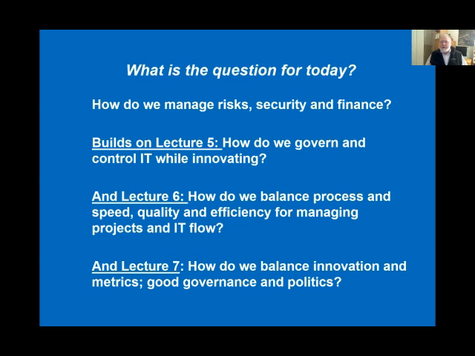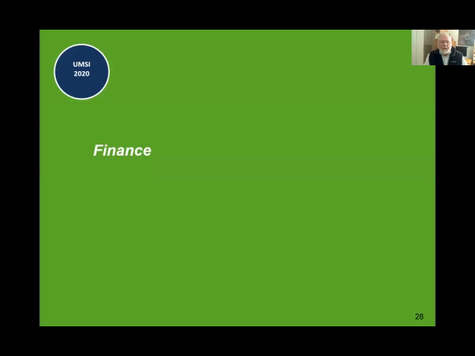So the question for today is, how do we manage risks, security, and finance, as you might suspect from the title? This builds on lecture 5 about how we govern and control IT, but still innovate. And then lecture 6, how do we balance process, speed, quality, and efficiency for managing projects and IT flow. Lecture 7, how do we balance innovation and metrics, good governance, and politics. So these are building upon each other in the structure operations unit, which we're finishing today. So let me talk about finance.